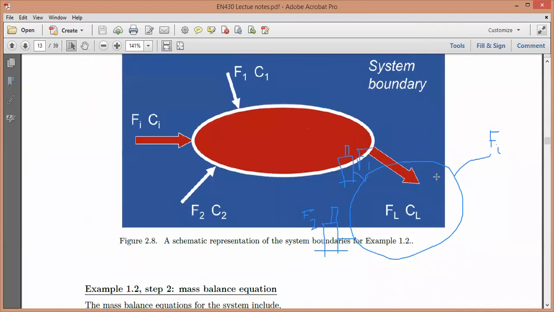Okay, so let's move further. So we're now trying to define our system boundary. So where's our system boundary? Basically, the boundary of this lake. Okay, so the lake now becomes our reactor. So this is where everything is happening here.